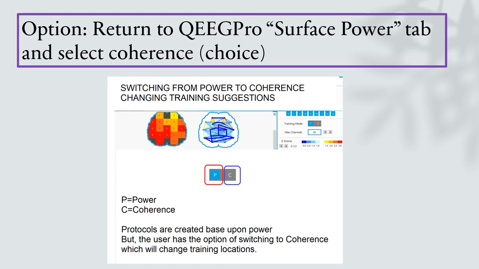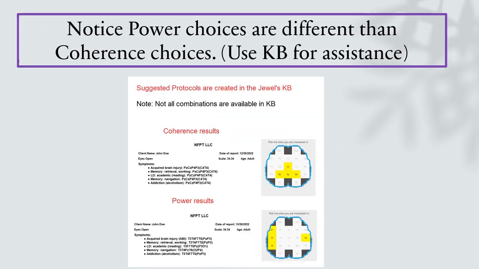So now that we have chosen arbitrarily, in this particular case, coherence instead of power, what are the results? Now you can see the coherence results are different than the power results. Coherence, as it shows in the knowledge base head, is CZ, PZ, P3, P4, whereas power is F7, T3, T5, T4. Two different results because one is based on power and the other is based on coherence. Either one could be used with QEEG Pro's Z-score training option that you have already purchased.